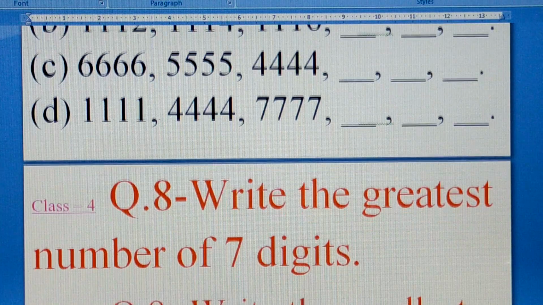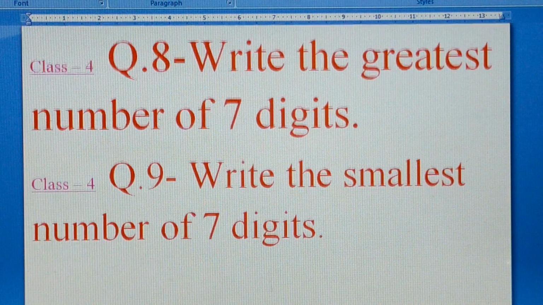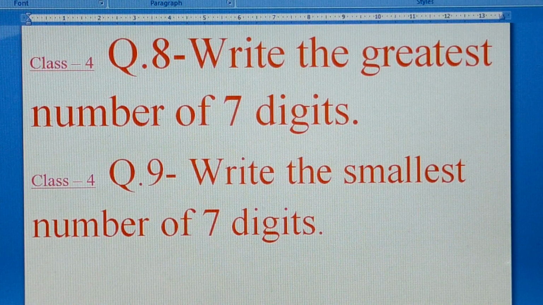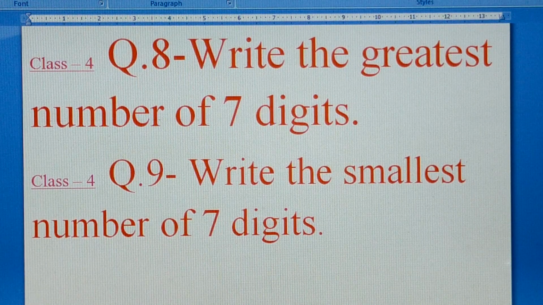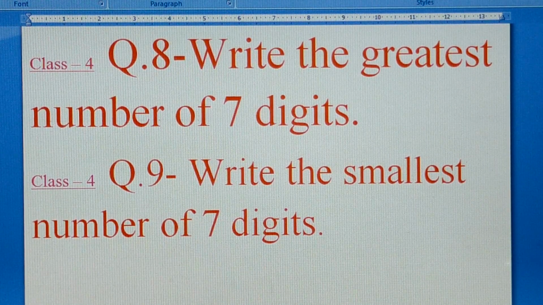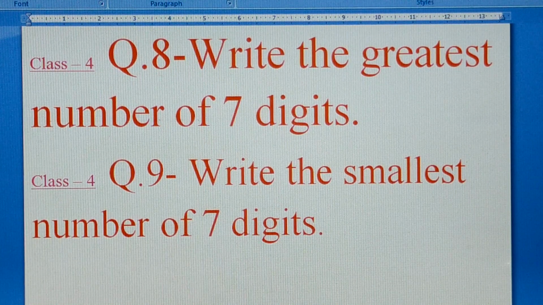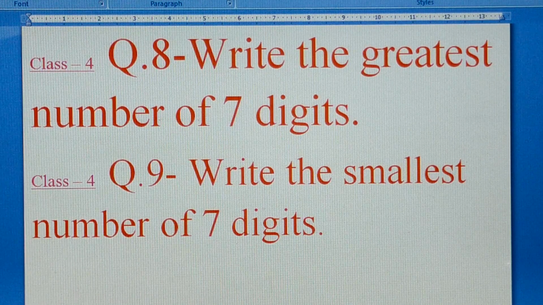Question number 8. Write the greatest number of 7 digits. 1 digit greatest number is 9. 2 digit greatest number is 99. 3 digit greatest number is 999. In the same manner, you have to write the greatest number of 7 digits.